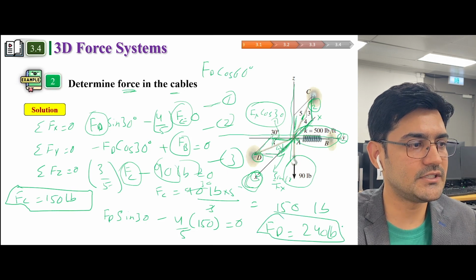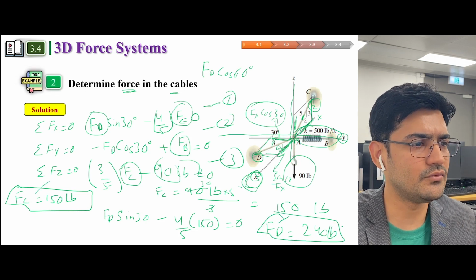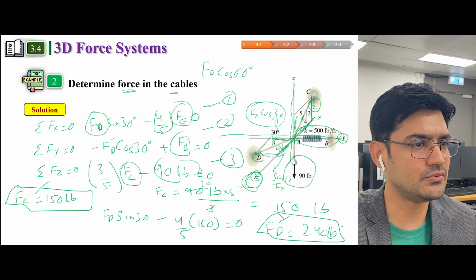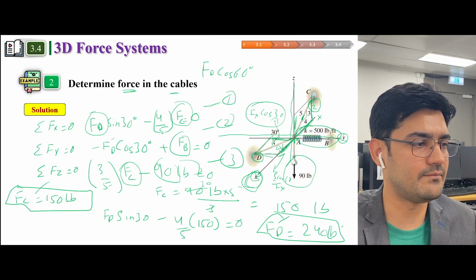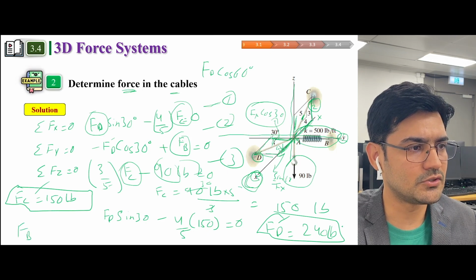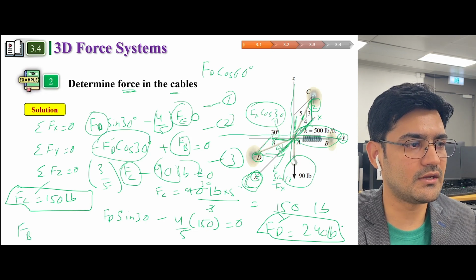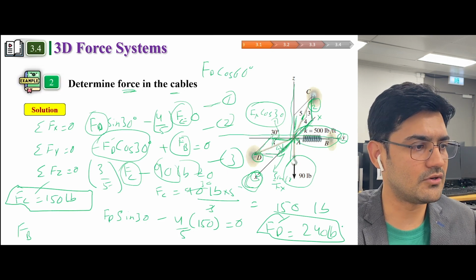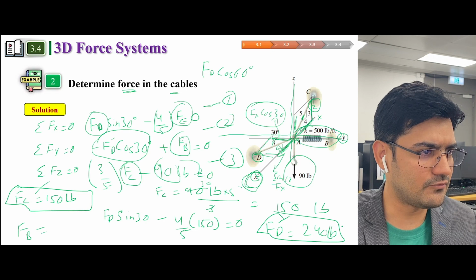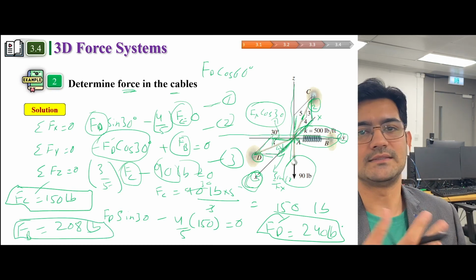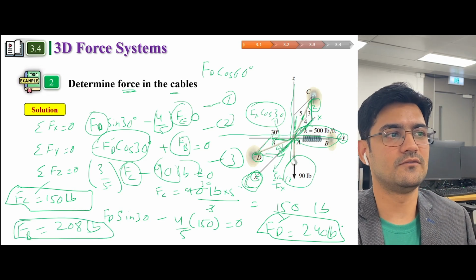So you have FC, you have FD. Now you can just use equation 2 and you can calculate FB, which would come out to be, just solve this. This will go there, and FD multiplied by cos 30, basically 240 multiplied by cos 30. So if you multiply 240 with cos 30, you will get 208 pound. So that's how you solve the system of 3D force system.